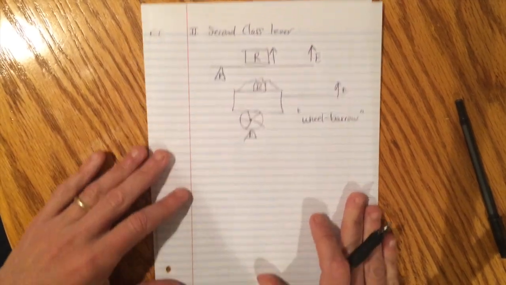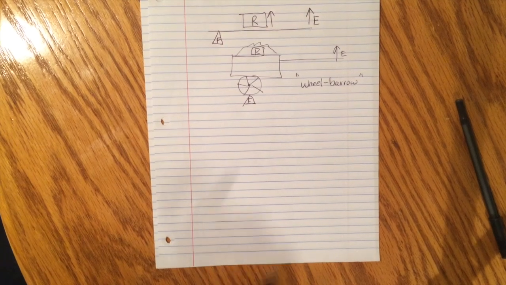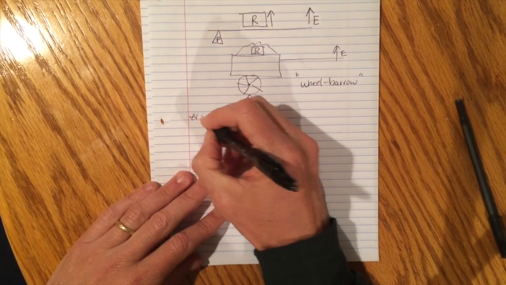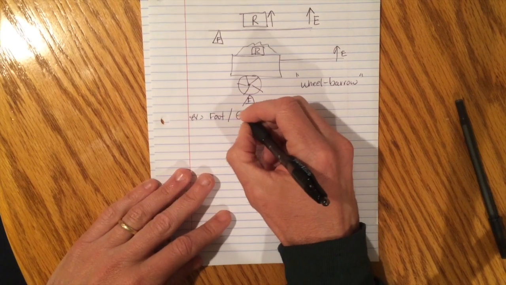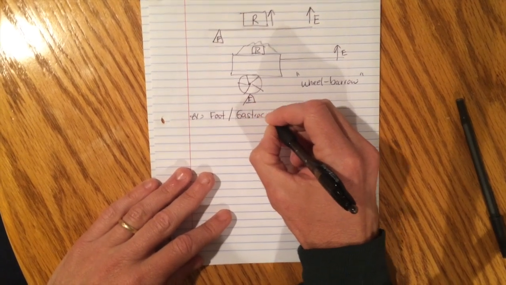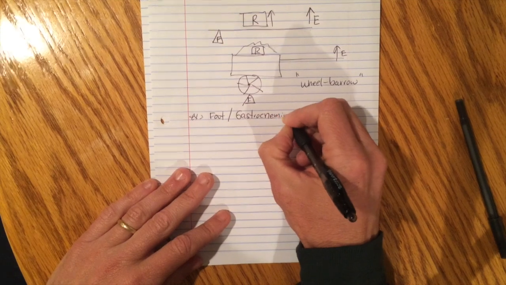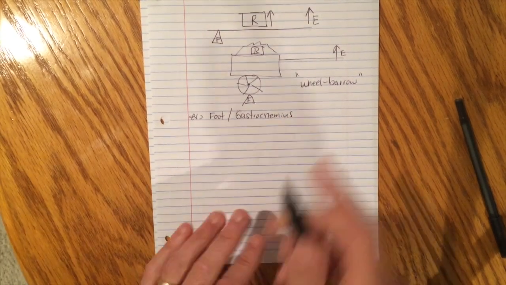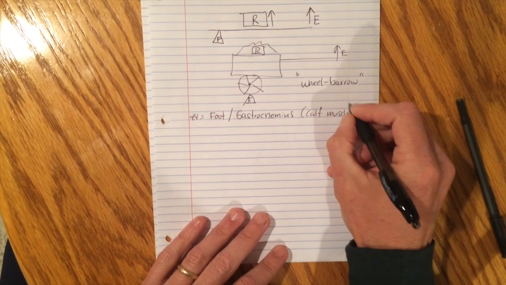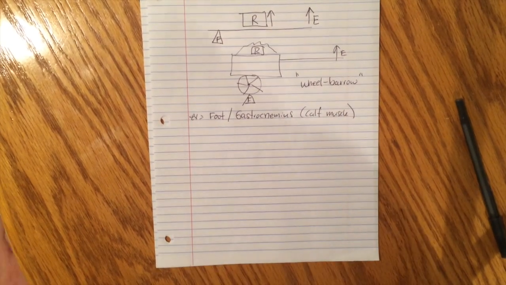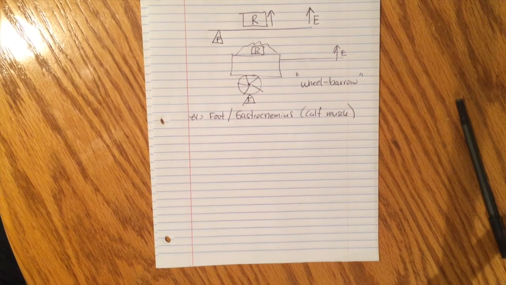Well, where the heck are you going to find that in the human body? I'm glad you asked that. Let's do foot, and I'm going to use the science name. Foot/gastrocnemius, which is your calf muscle. And just so you know, it's not the only one. It actually has a sister muscle called the soleus. We'll talk about that when we get to those muscles in the leg a long, long time from now.